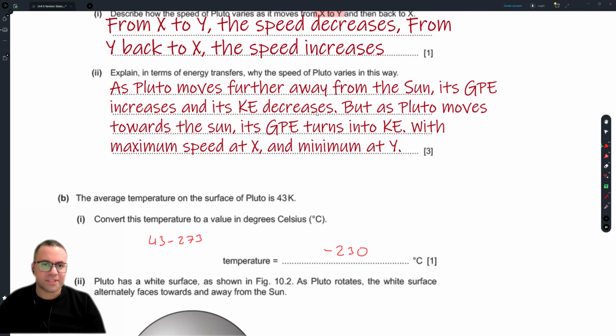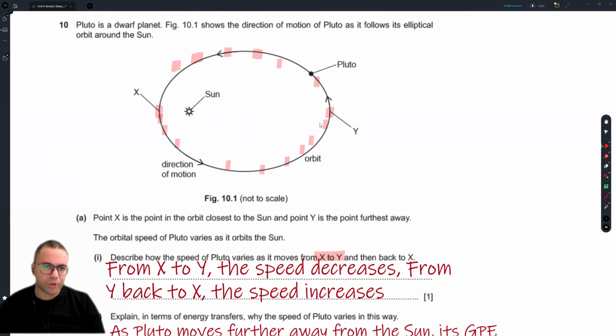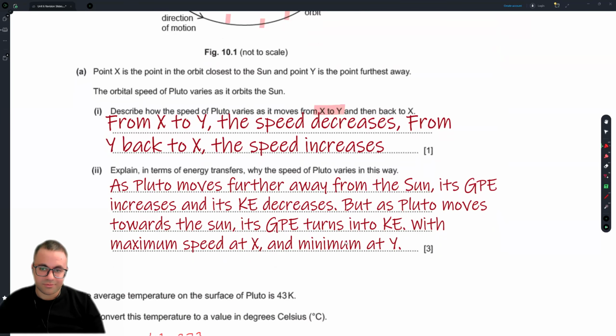Explain the question above. It's exactly what we just said. Didn't we say that as we move closer to the sun, the gravitational potential energy decreases? There's the kinetic. And as you move away from the sun, the gravitational potential energy increases and the kinetic decreases. Right? And where are you the fastest? Here, when you're closest to the sun. Where are you slowest? Here, when you're farthest from the sun. Okay? That's all we're doing.